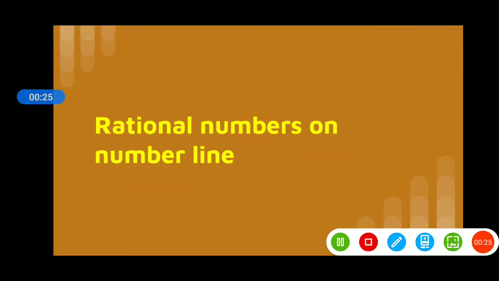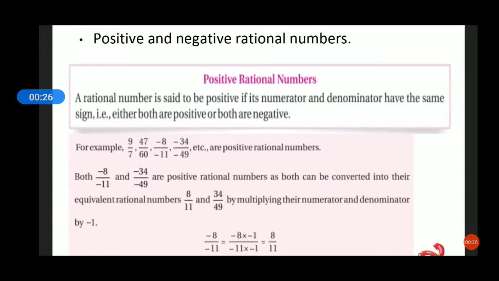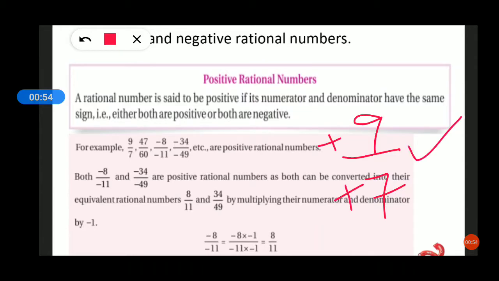number line. First, we will come to know what positive and negative rational numbers are. A positive rational number is a rational number that is said to be positive if its numerator and denominator have the same sign. Both the numerator and denominator should have the same sign, that is, either positive or negative. It is a positive rational number. See here, for example, here we have 9 by 7. For both we have a positive sign. So it is a positive rational number.